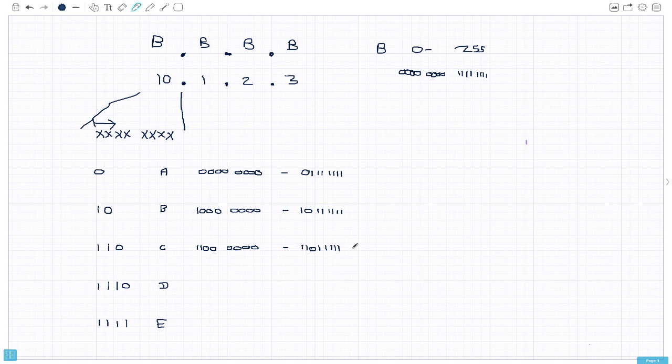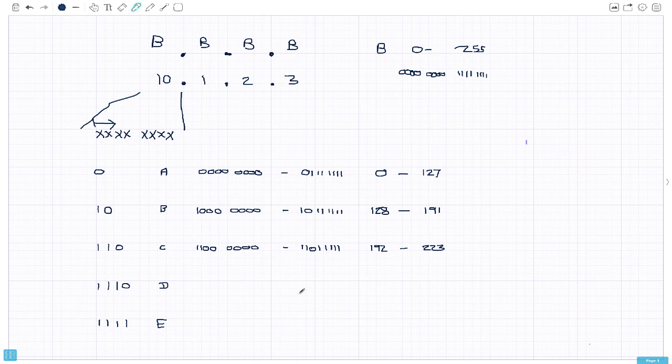And if you convert these numbers to decimal, you see very quickly that a Class A address is always in the range 0 to 127. A Class B address is always in the range 128 to 191. Class C address will always be in the range 192 up to 223.